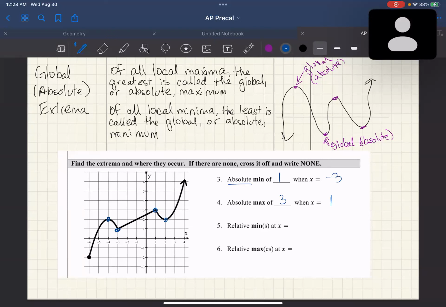And then I'm going to have relative mins at x equals, so that's at x equals -3. Remember, relative are the local ones. So those are all the ones you can have. The absolute is the biggest one. So I would have at -3. And then I would also have at 2. And then I have a relative max or maxes at -4 and 1. Okay.